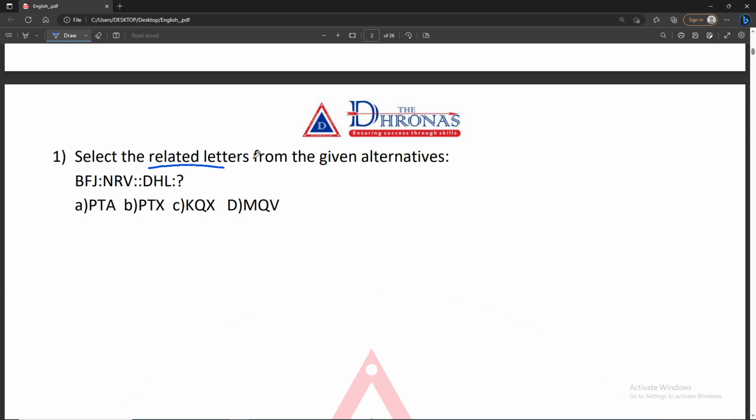related letters for the given alternatives. So we can see there are some words given and the letters given, and we have to take out the answer for the question mark. If you are not able to do it, there is a small trick, or you can take at least 1 minute in your exam sheet or exam paper to write the letters of the alphabet.